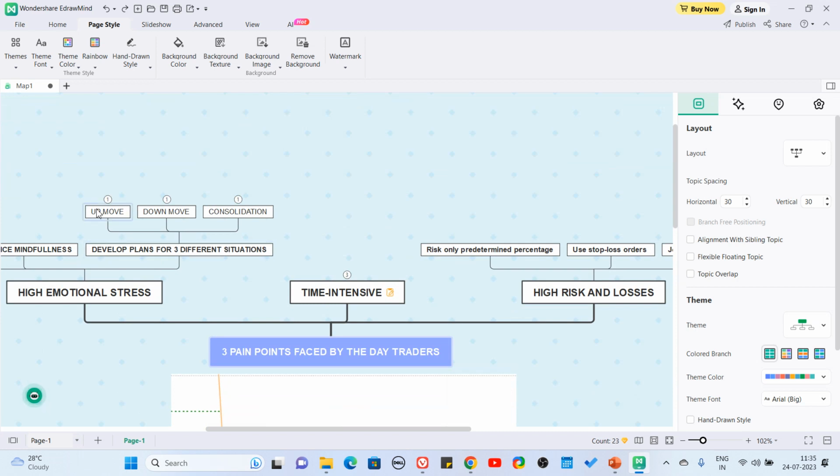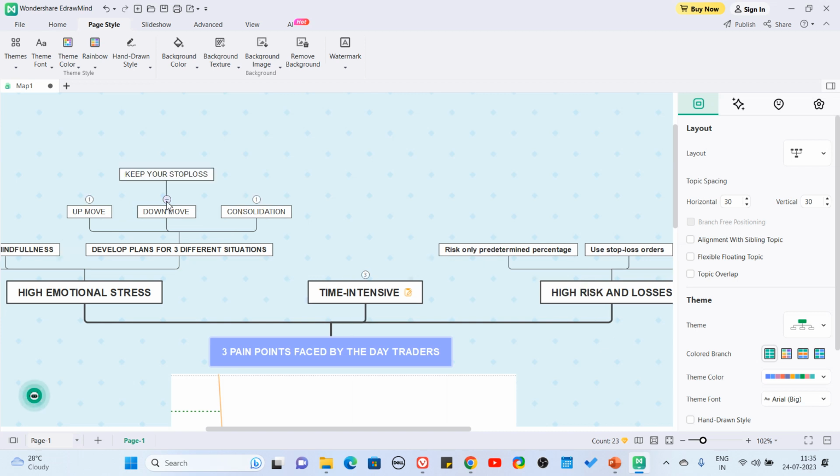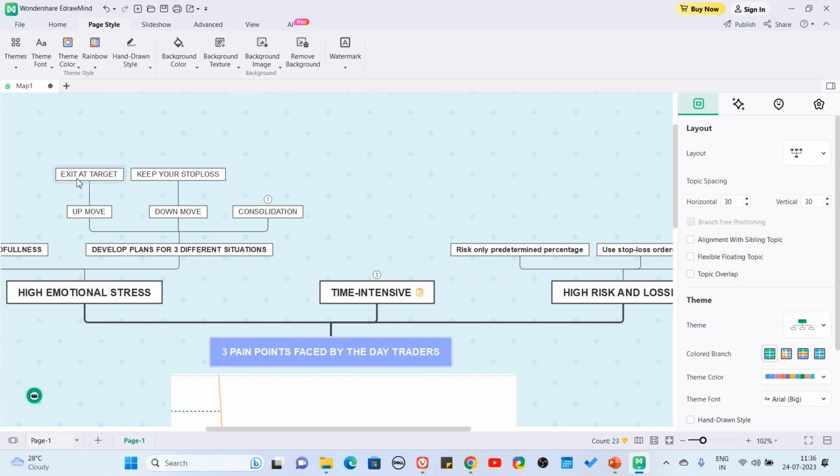Like when the up move happens, what happens when the down move happens? When the down move happens, keep your stop loss. So you keep yourself detached from the markets. If it goes against your position, the stop loss will take care of it. When it is an up move, you have to exit at the target. The beautiful elegance of the CPR system is you are going to have entry, exit and stop loss target areas. Exit at your predefined target.